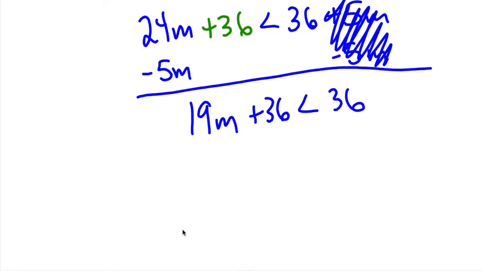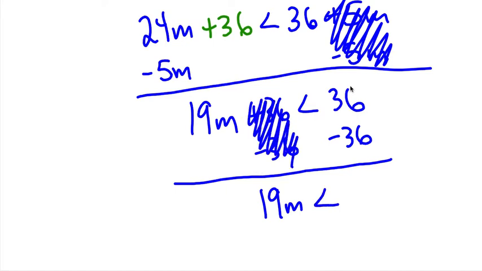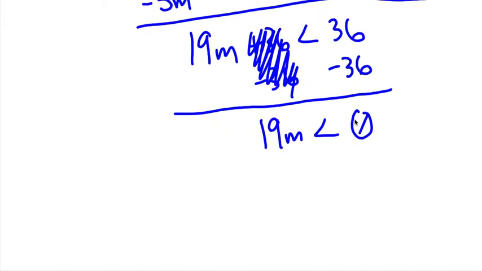Now I will move the number with no variable, which means moving this 36. So I will subtract 36 from both sides. 19m, we bring that down. 36 minus 36 is 0, is less than, again over here, 36 minus 36 is 0. So I will fill that in.